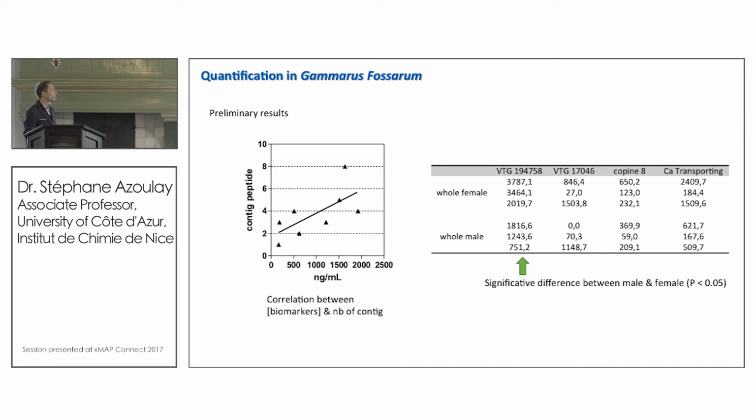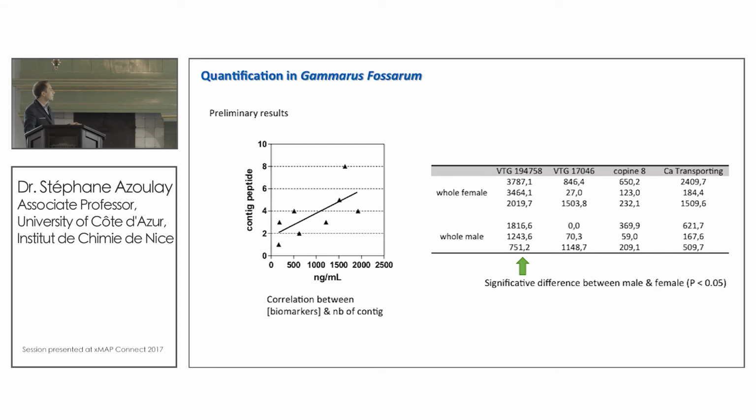Here I present the primary results of our quantification. There was a lot of optimization to do to get this result, but I won't detail it. For some of them we have a good correlation between the concentration that we can quantify in the gammarids and the number of quantotypic peptides detected in the same sample, which is a good indication, but not completely proof, but it's interesting. It is not the case at this stage for all the peptides.